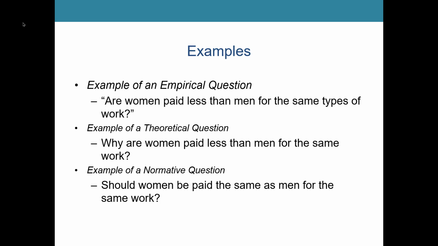So those are our 3 examples. They're all on the same topic. One's empirical, one's theoretical, one's normative. Notice the key words. Why, when you have a theoretical question. Should, is it appropriate, ought. We use those for normative questions.